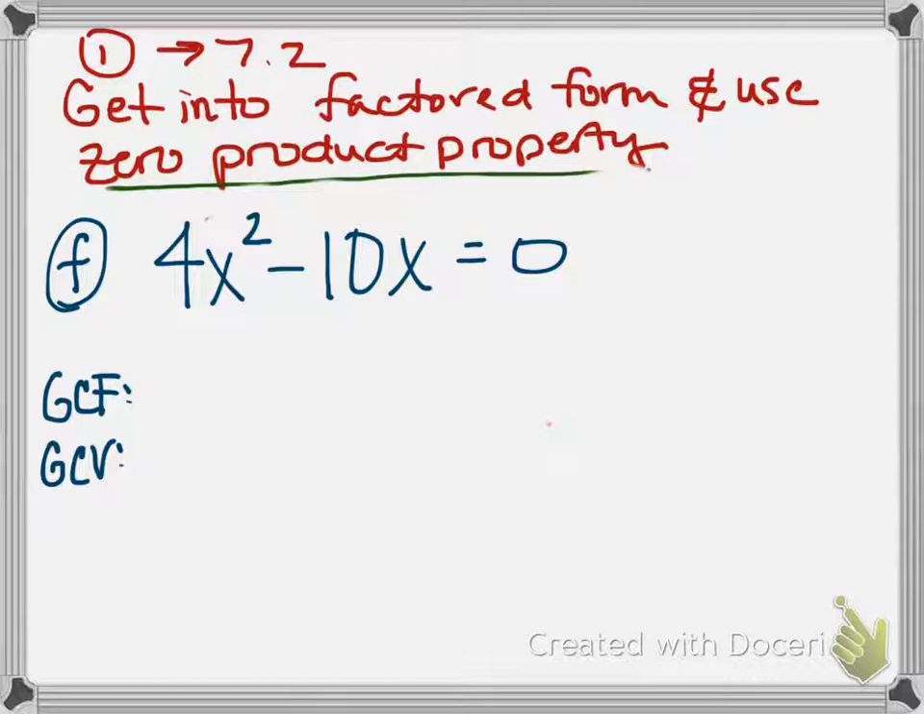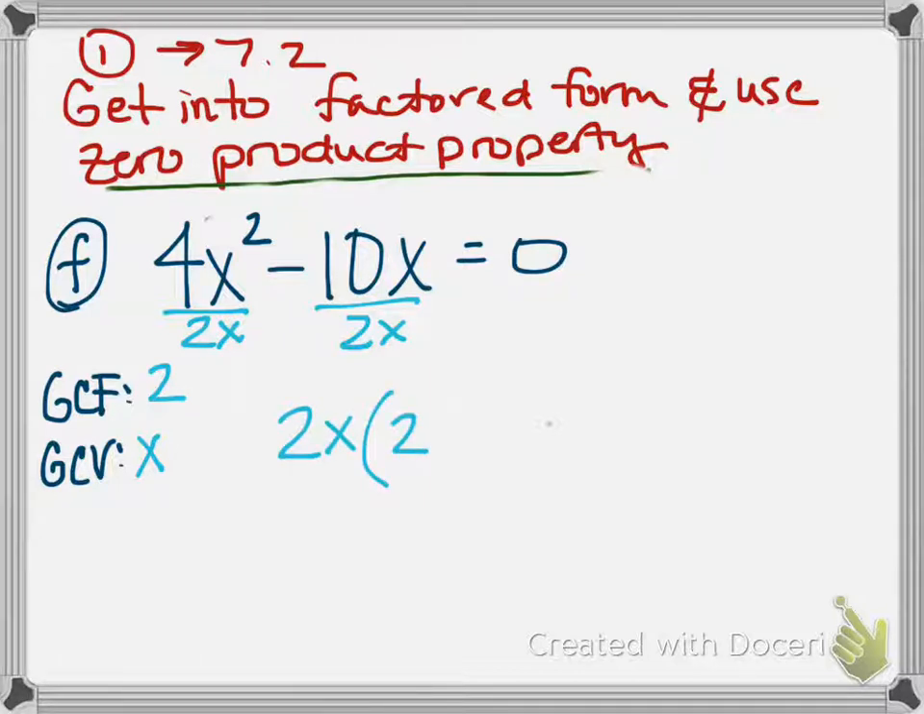So looking for the greatest common factor, I have a 2. Greatest common variable, just an x. So divide out the 2x and rewrite it in factored form: 2x times 4 divided by 2 is 2, x squared divided by x to the first is just an x, minus 10 divided by 2 is 5, and these x's cancel, so I have this solution.